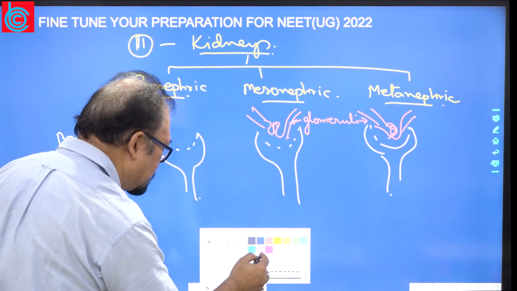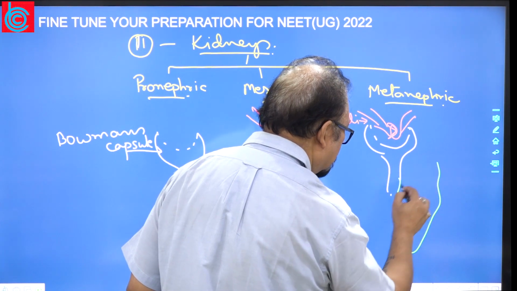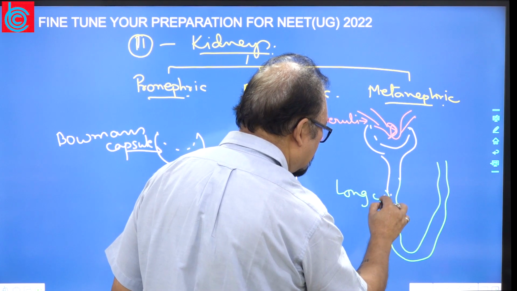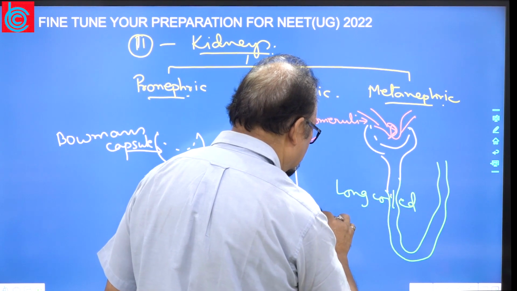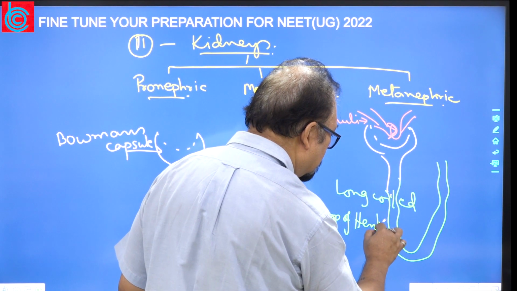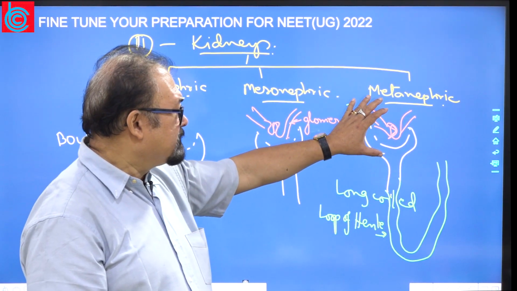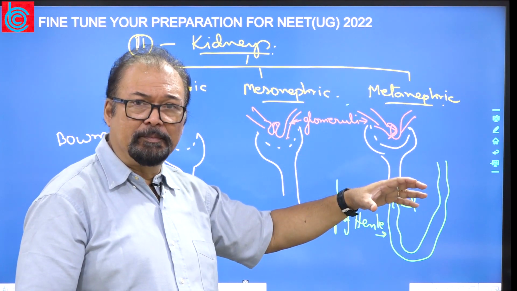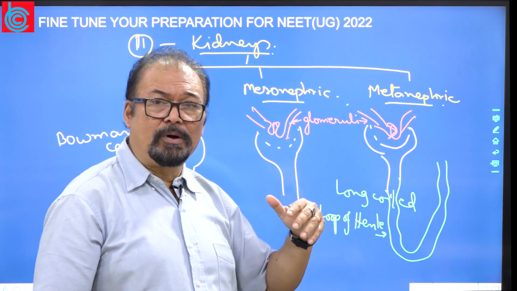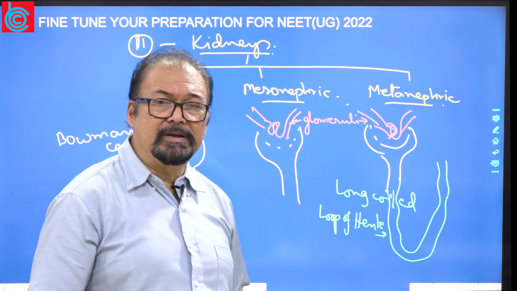Here one special structure is there. That is the long coiled loop of Henle. So what is the specialty of the metanephric kidney? Here the glomerulus is there, Bowman's capsule, ultrafiltration of the blood, and in the long coiled loop of Henle, absorption of water and solutes. So it is the most efficient metanephric kidney.